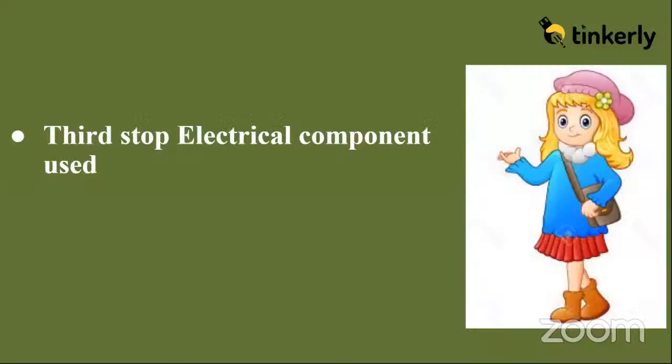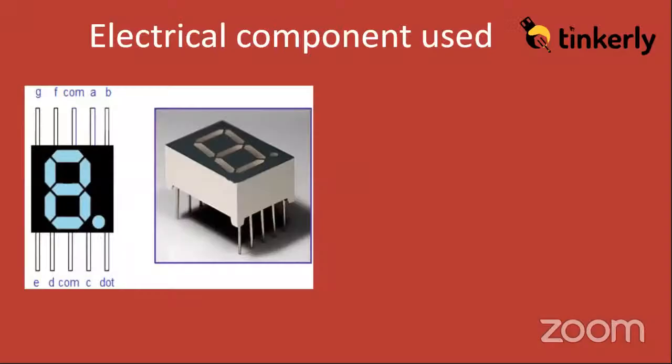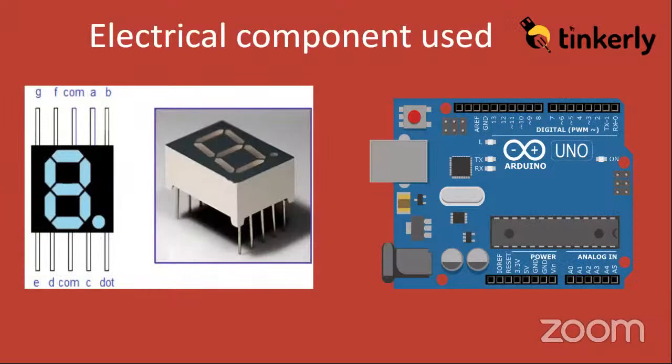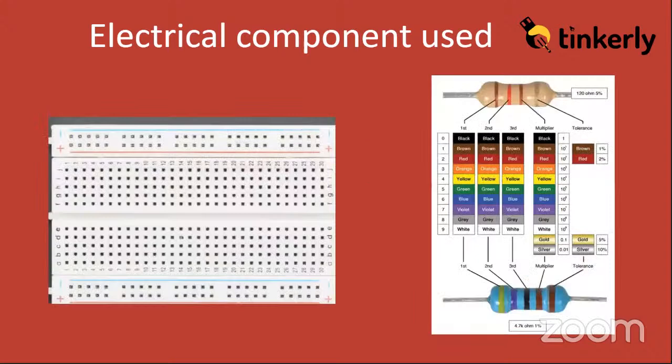Now, the third stop, what are the electrical components we are going to use? If we want to display the numbers from 0 to 9, apart from the 7-segment, which other electrical components will we use? Obviously, we will require the 7-segment component. Then we require the Arduino, which is the brain of the electrical components. We'll connect it, and the Arduino will get the signals, and that's how our Arduino will work. Now, the second is the breadboard. We will require the breadboard as well, and the resistor. So these 4 electrical components we are going to use to display the numbers from 0 to 9.